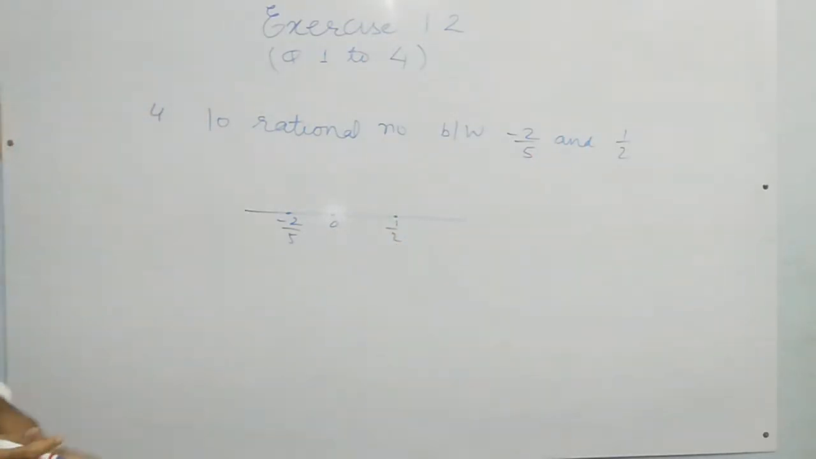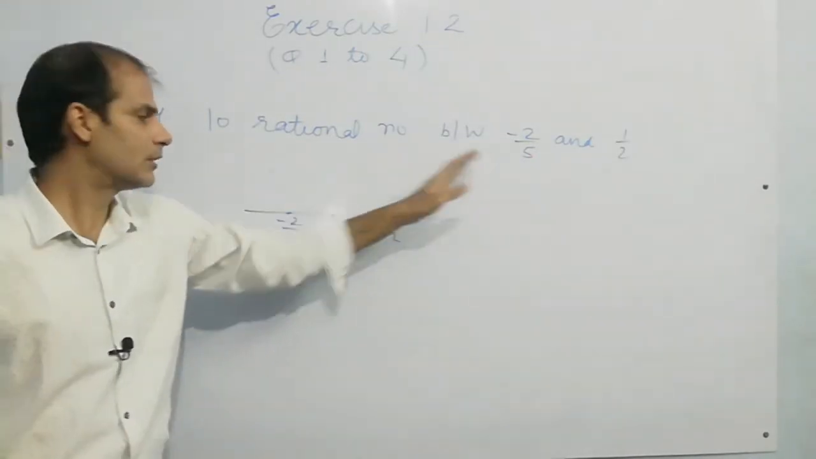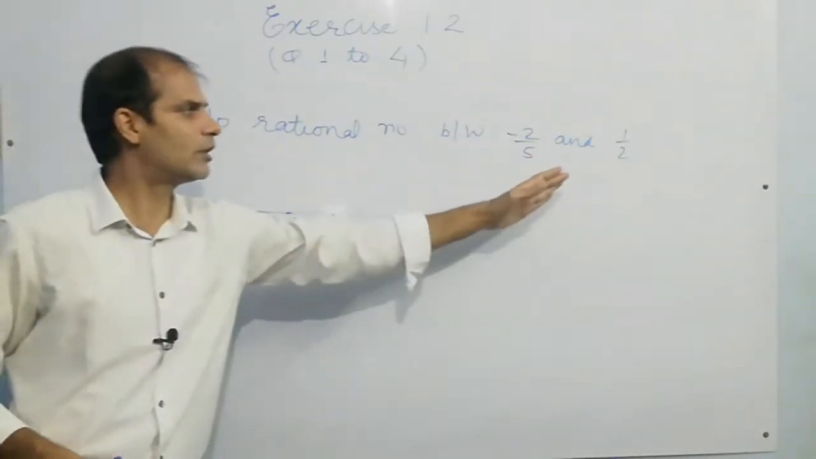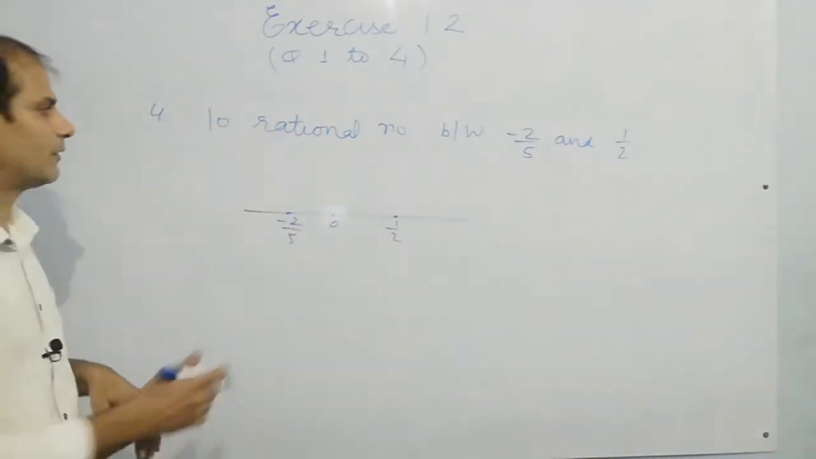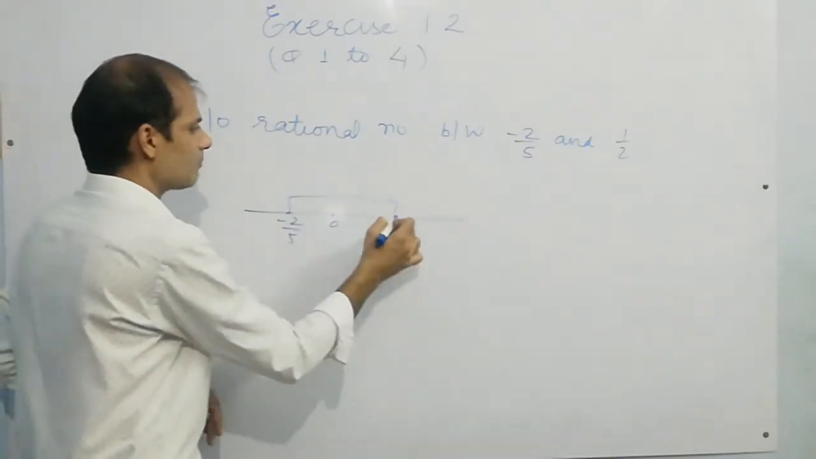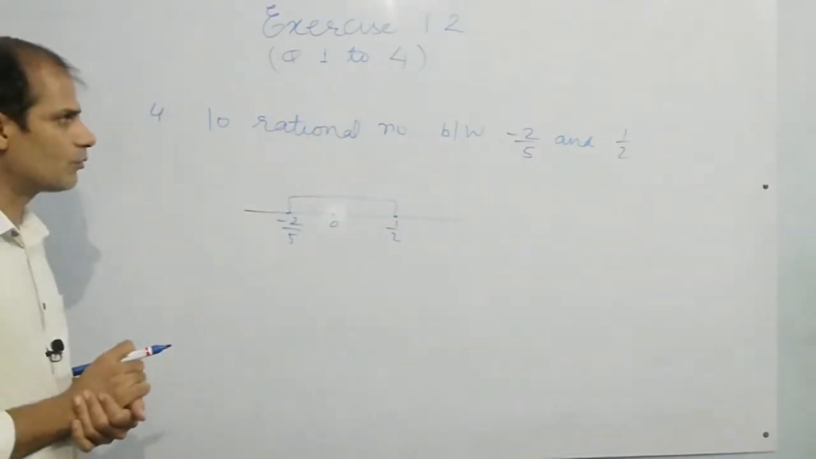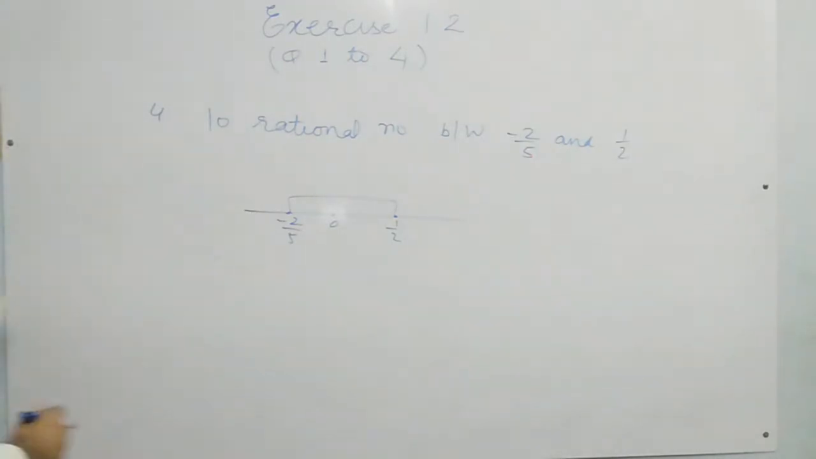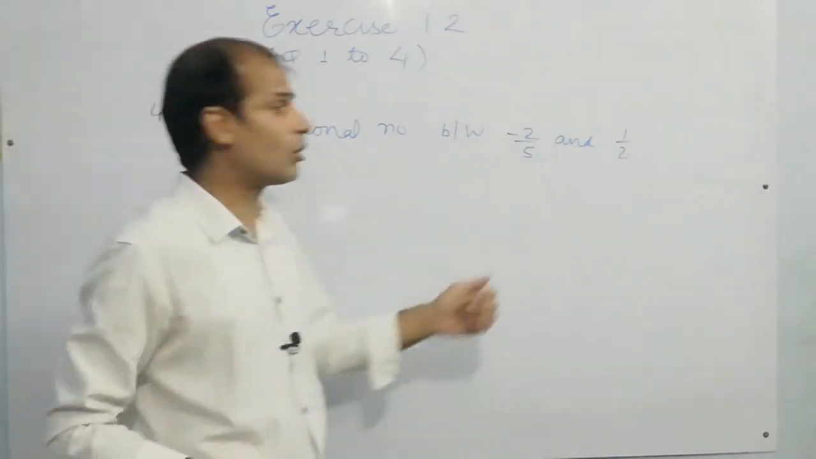आपको ये सोचना है कि नंबर लाइन पे एक नेगेटिव नंबर है जो 0 के लेफ्ट में होगा और एक पॉजिटिव नंबर है जो 0 के राइट में होगा. सो यू हैव टू इंसर्ट 10 रेशनल नंबर बिटवीन दिस. मीन्स इनके बीच में आपको 10 रेशनल नंबर्स बताने हैं. सो what is the method? There is a role of denominator.